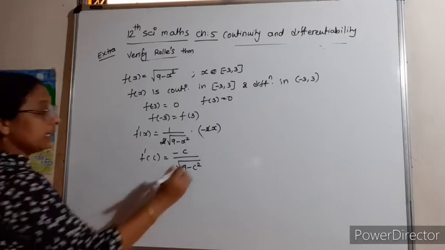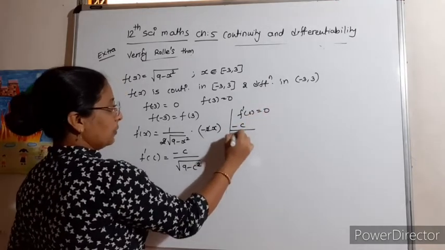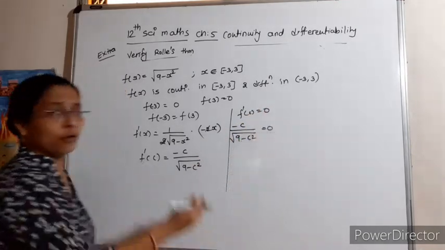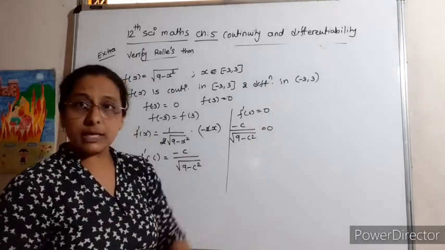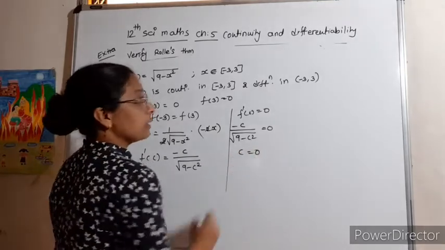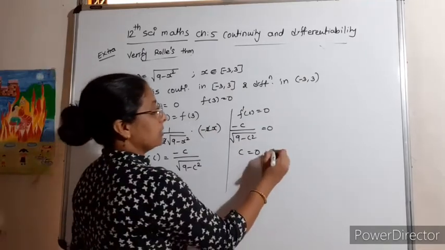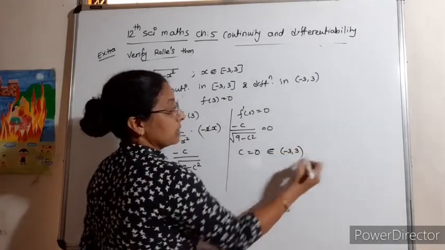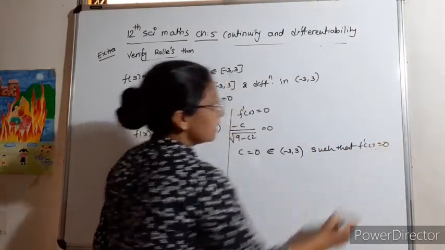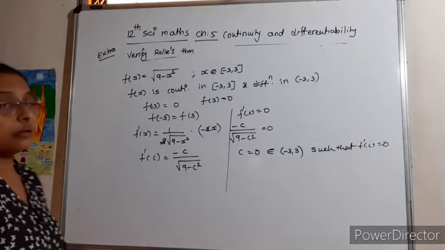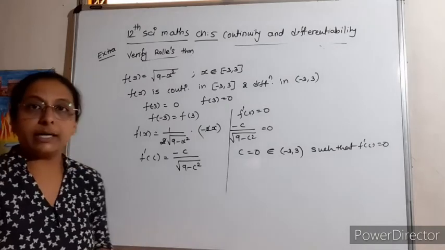okay. Now we'll take f dash c is equal to 0. Minus c upon under root 9 minus c square equals 0. What do you say about that? What can we write from this? The denominator goes across and it becomes 0. That means we can say that c is equal to 0, and 0 belongs to this open interval. Yes, so c is equal to 0 belongs to open interval minus 3 to 3 such that f dash c is 0. This way you can find the value of c. You understand that? Okay, do it, then we'll go ahead for more sums.